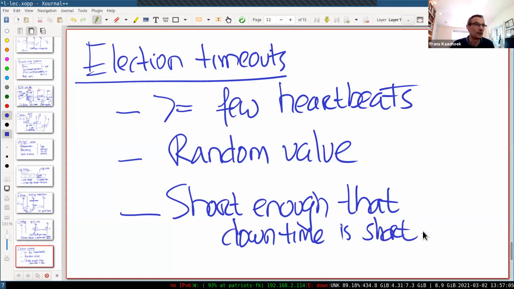In the paper, the evaluation section does quite a bit of work validating what are reasonable values for their particular setting, and that's how they got to 150 to 300 milliseconds. In the lab, we're going to be reasonably generous. Basically, if you recover within a second, you're more or less going to be good for our test cases.